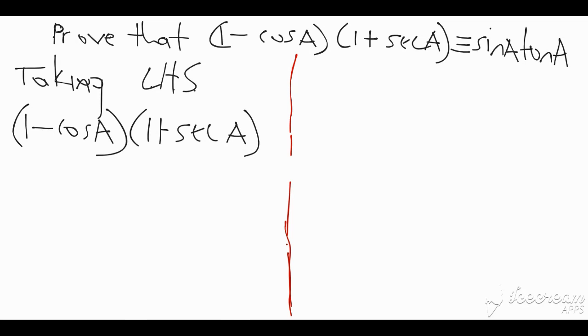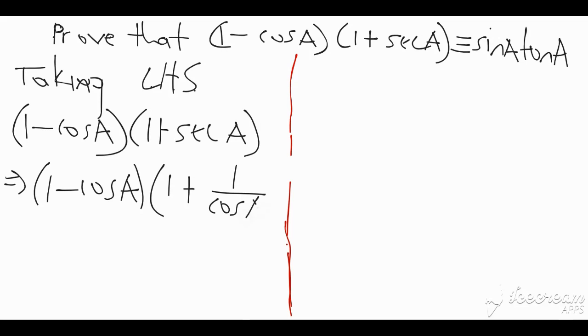And in a scenario like this, the simplest way we can construct this proof is just simply to take the more complex ratios and break them down into the simpler ratios. The simpler ratios are sine and cosine. So when I have secant here, we could recall that secant A is really 1 over the cosine of A. So we can change the secant of A to 1 over cosine A, which means this would become 1 minus cosine A, open bracket, 1 plus 1 over the cosine of A.